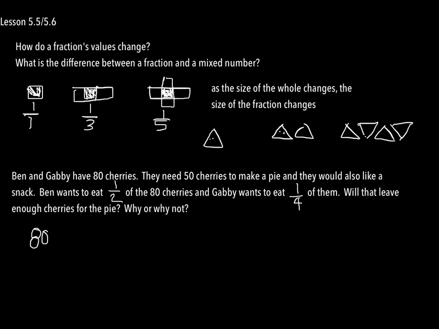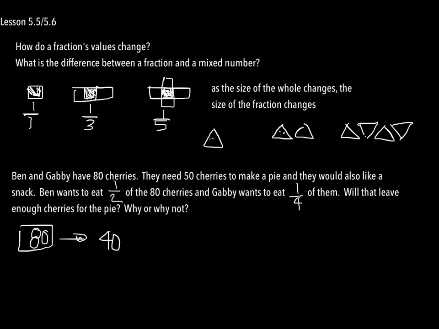okay, and that's where we're going to start. They have 80 cherries. Now, Ben wants to eat half of those 80 cherries. So we have to figure out, what is half of 80? Well, half of 80, we know half of 8 is 4. 80 we're just adding a 0 to. So Ben wants to eat 40 cherries.